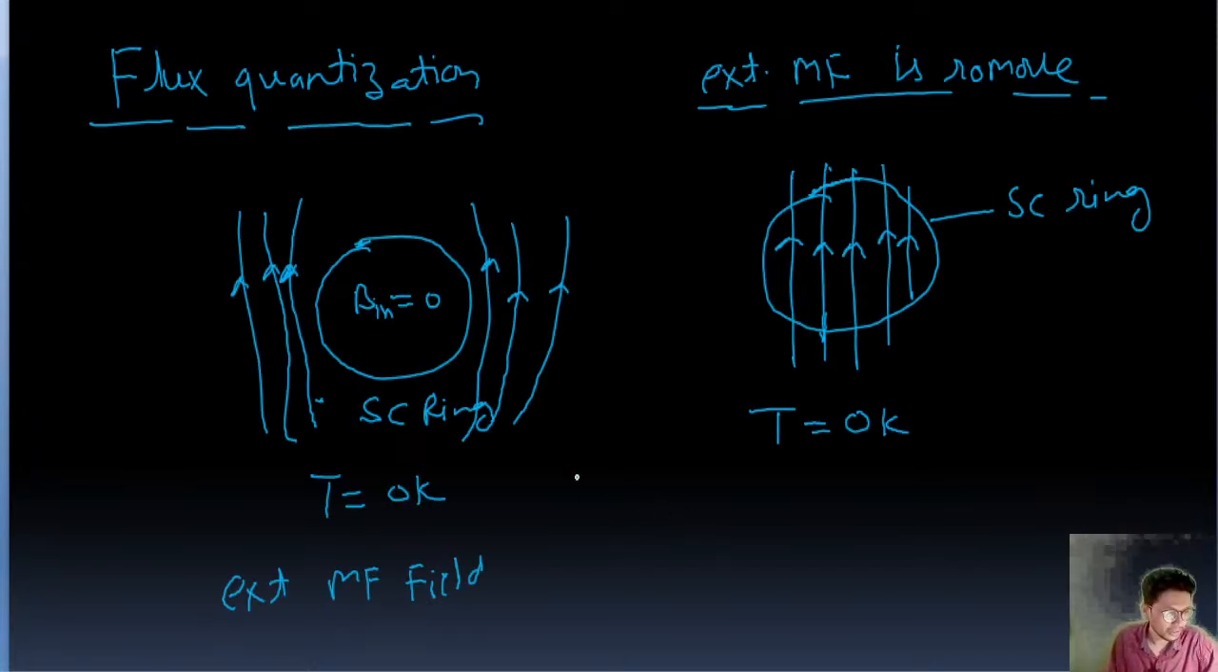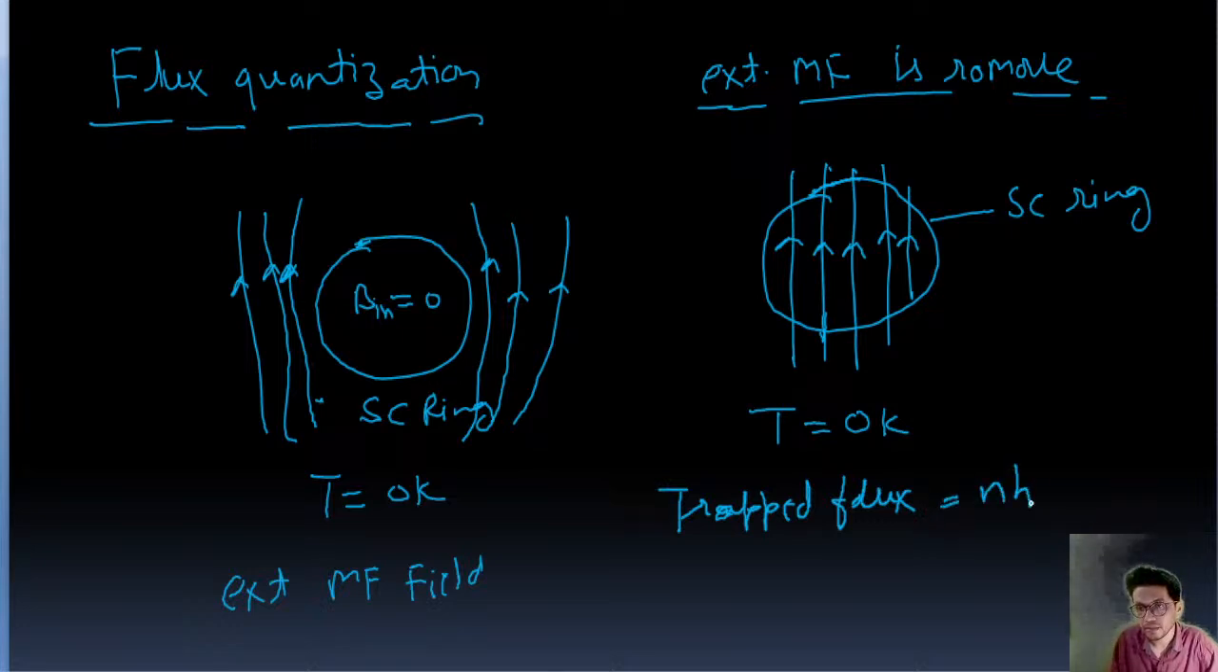Also, guys, the magnetic flux gets trapped inside the superconducting ring, right? So that trapped flux is nh upon 2e, where n is an integer.